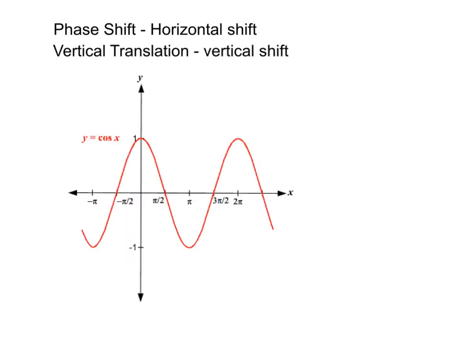Lastly, let's take a look at our phase shift and vertical translation. A phase shift is just a horizontal shift of the graph. So let's say we took this graph of cosine and shifted it over pi over 2. It would be the same exact graph except shifted pi over 2 to the right. A vertical translation is a vertical shift in the graph. So let's say we shifted this graph up 1. Now it's going to be the same exact graph, except every point is shifted up 1 on the y-axis.